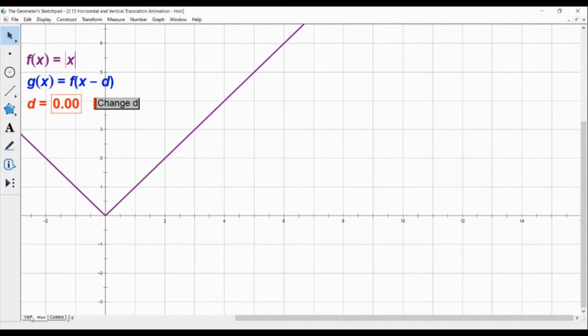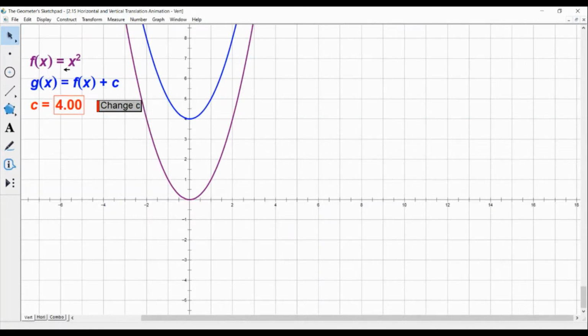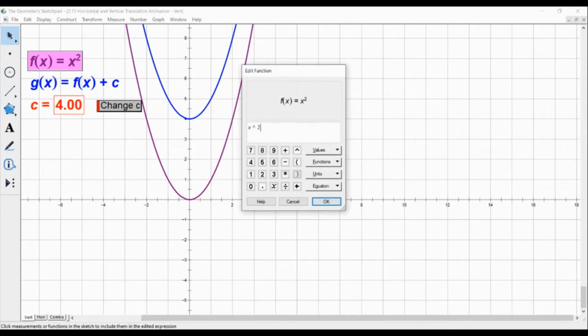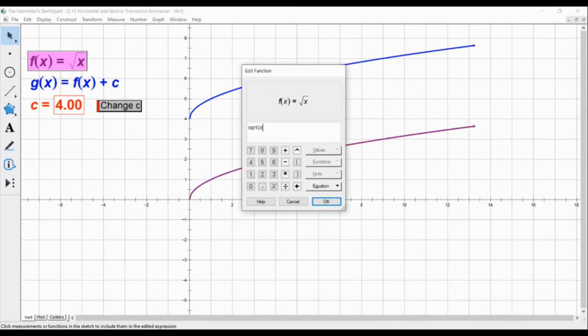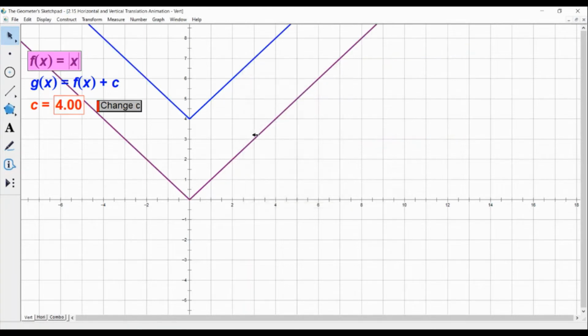Oh, oops, let's go back for a second. I forgot to mention, I did promise you, it doesn't matter what the original function is. It could be the square root function. It could be the absolute value function. No matter what it is, we're talking about a vertical translation, C units up or down.